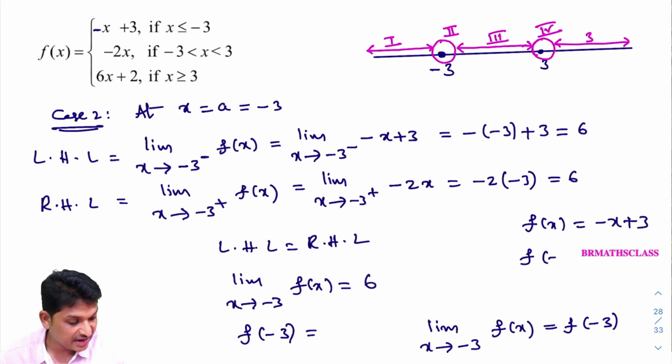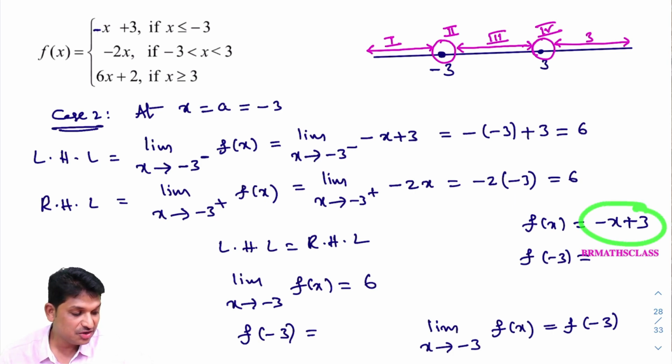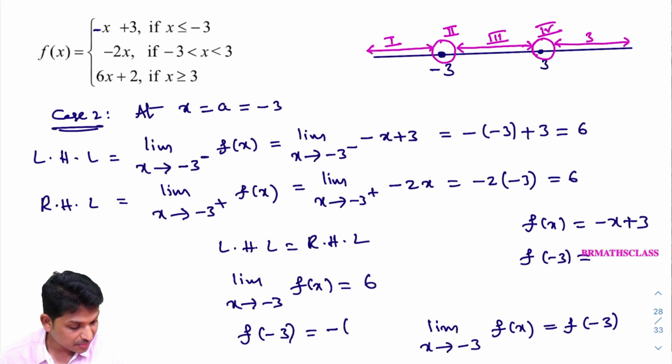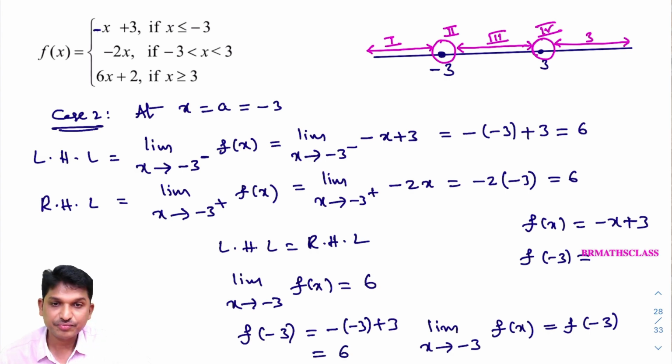Now what I need is f of minus 3. How will you get f of minus 3? In this function, wherever x is there, you write minus 3. So what will you get? Minus of minus 3 plus 3, that is 6.